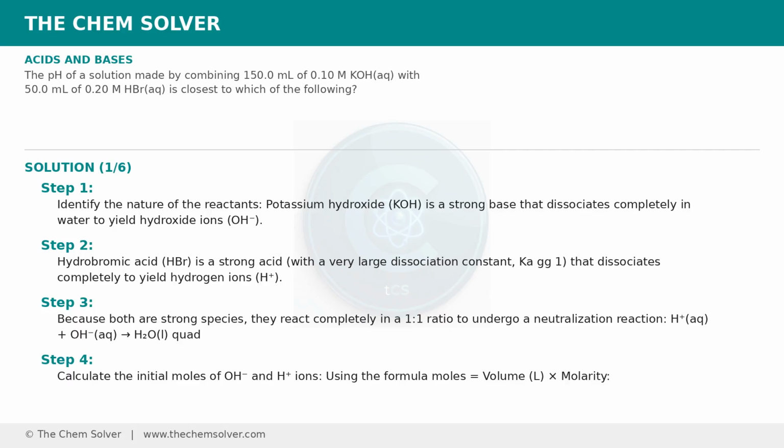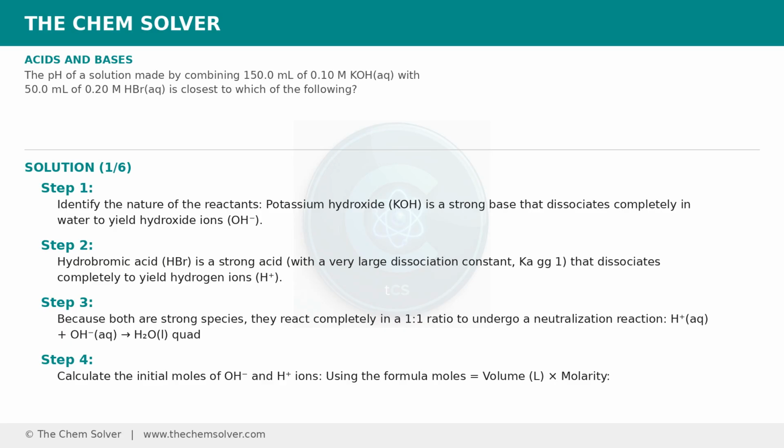Identify the nature of the reactants. Potassium hydroxide, KOH, is a strong base that dissociates completely in water to yield hydroxide ions, OH⁻. Hydrobromic acid, HBr, is a strong acid with a very large dissociation constant, Ka, that dissociates completely to yield hydrogen ions, H⁺. Because both are strong species, they react completely in a 1-to-1 ratio to undergo a neutralization reaction. H⁺ + OH⁻ gives H2O.